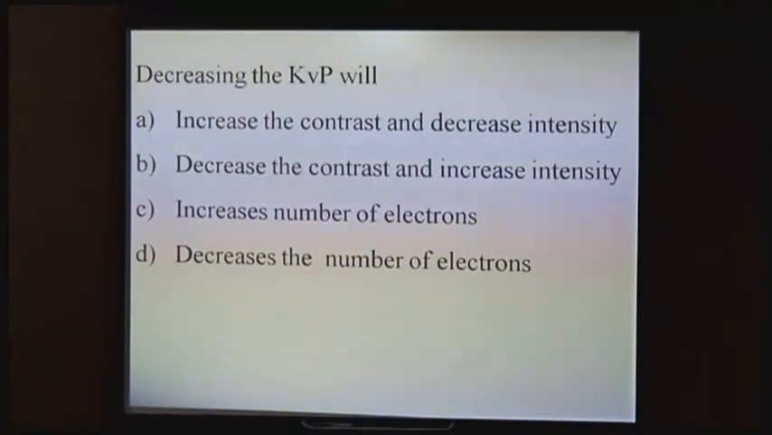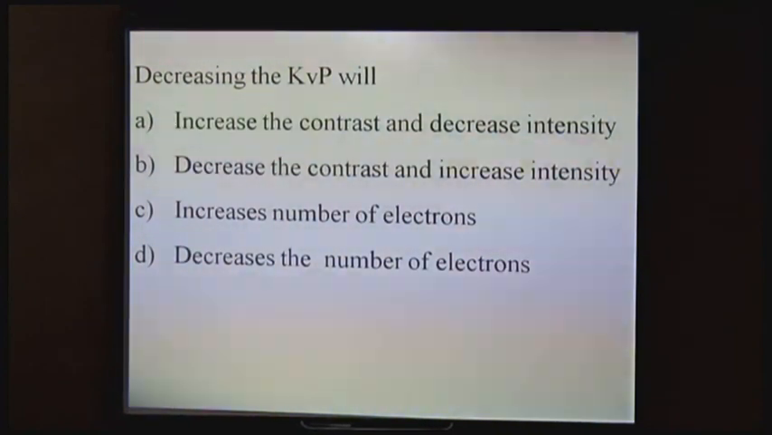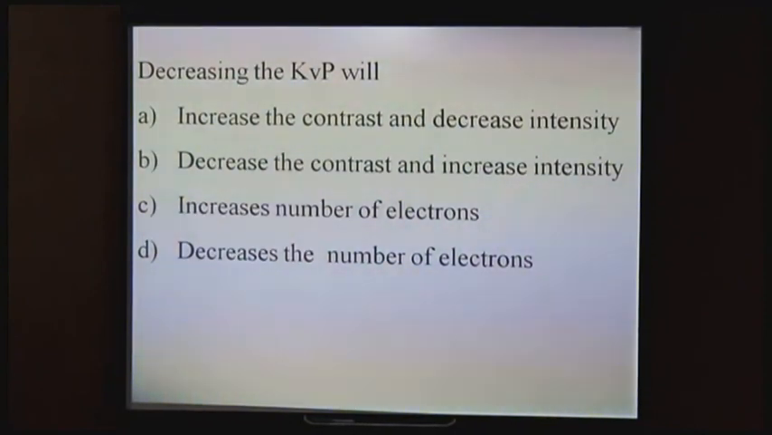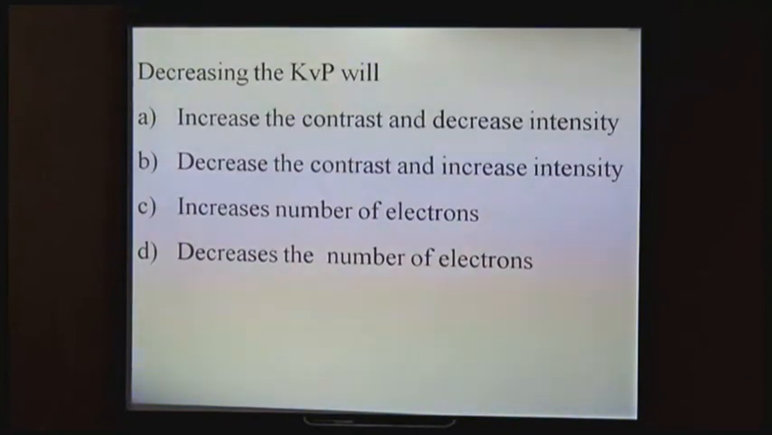Decreasing the KVP will, what will it do? What is KVP? Kilo voltage peak. What are the three factors which are controlling the X-ray beam? Milliamperes, kilo voltage peak and seconds. So these three are the factors which are controlling the X-ray beam.